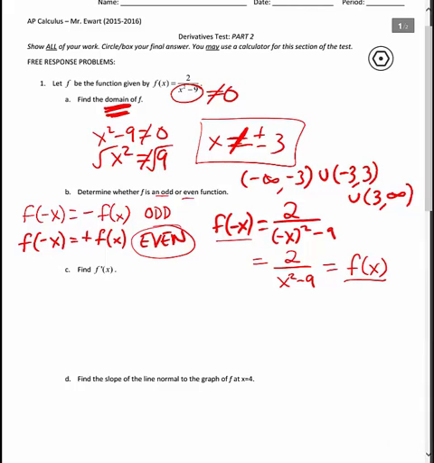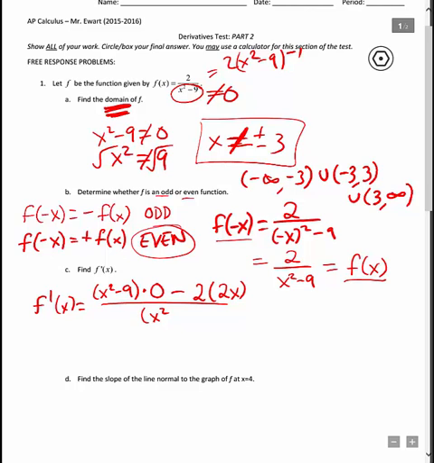Okay, part C. I'm going to do a quotient rule here. You could have rewritten this as 2 times x squared minus 9 to the negative first power, but quotient rule I think is going to be easier here. So f prime of x: low is x squared minus 9, d high, derivative of 2 is 0 because it's a constant, minus high, derivative of the bottom, d low is 2x, all divided by x squared minus 9, all squared, which we can rewrite as negative 4x divided by x squared minus 9, all squared.